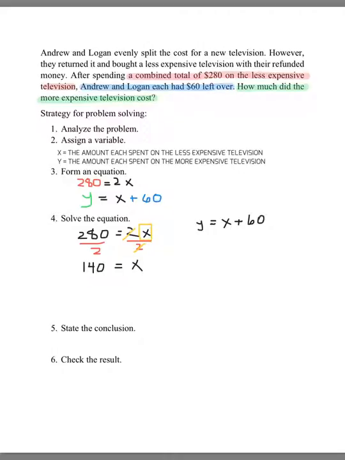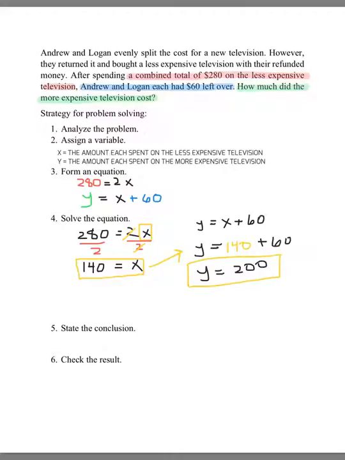Now the nice thing is that we know the value of x. We know x is equal to 140. So we substitute that into the second equation in place of x. The equation y is equal to x plus 60 becomes y is equal to 140 plus 60. Once we do the math, we end up with 200 as our result. So now we know the value of y, and we know the value of x.